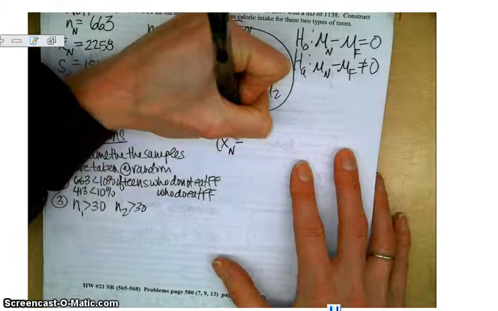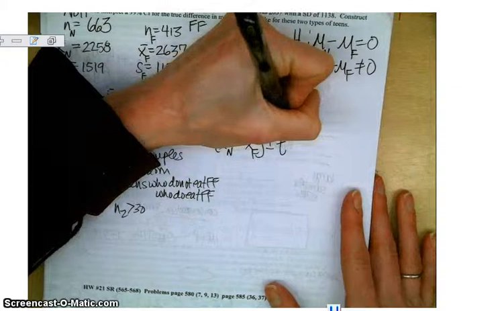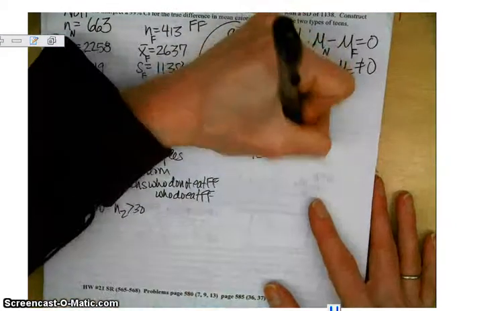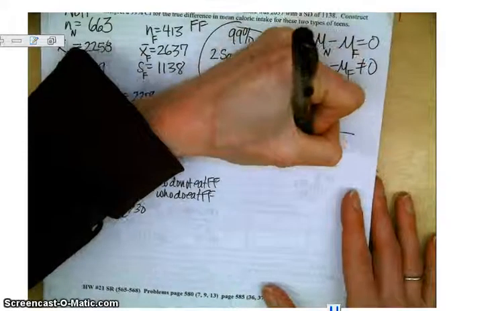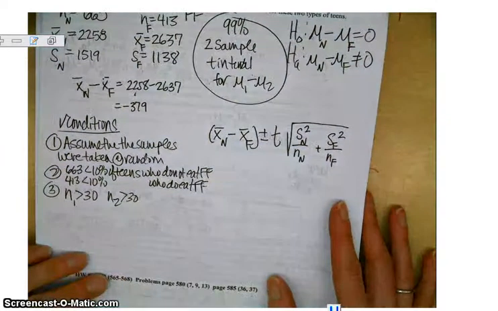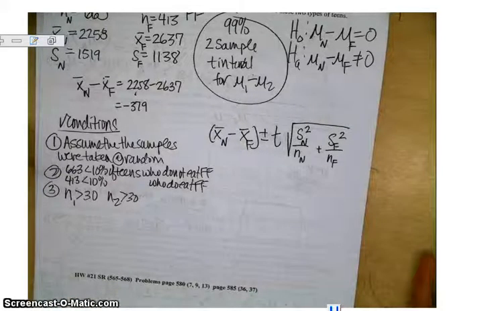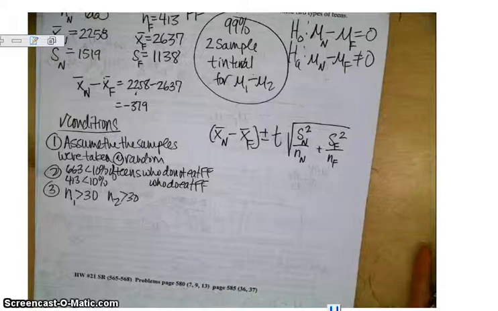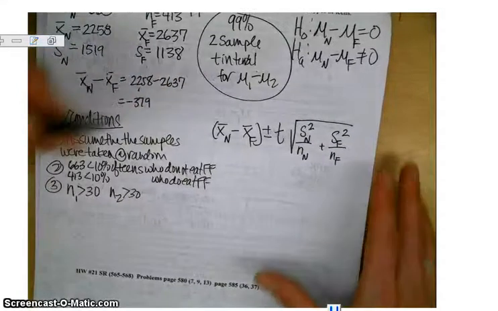Our confidence interval is x bar of not fast food minus x bar of fast food, plus and minus our test statistic times the square root of the standard deviation of not fast food squared over n for not fast food, plus the standard deviation of fast food squared over n for fast food. So now we can plug in the values. We can use the conservative degrees of freedom, or we can use our calculator. I'll do both.